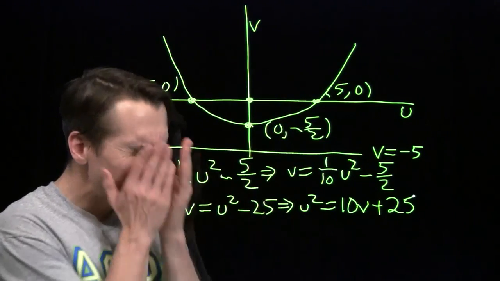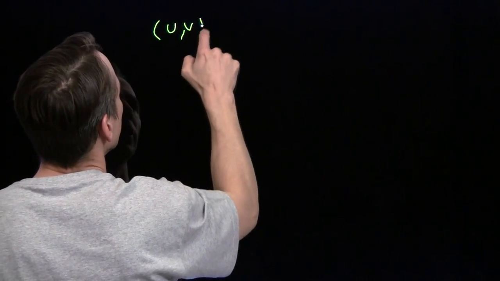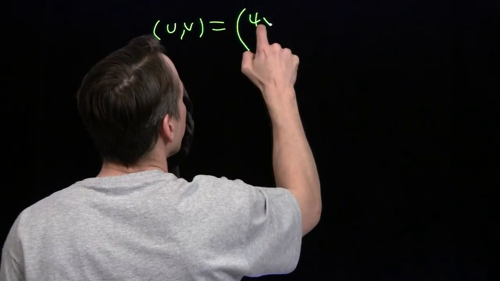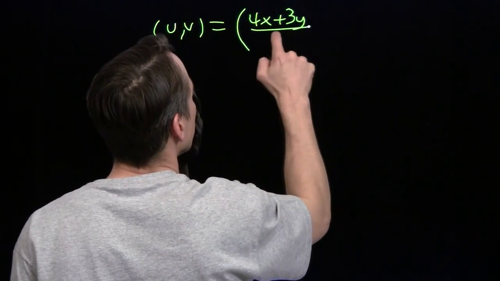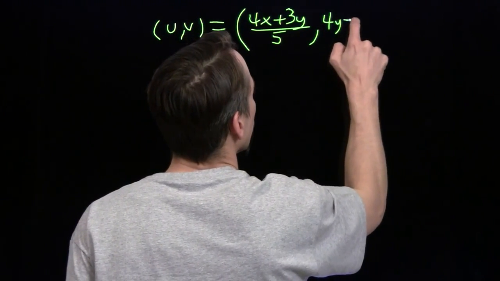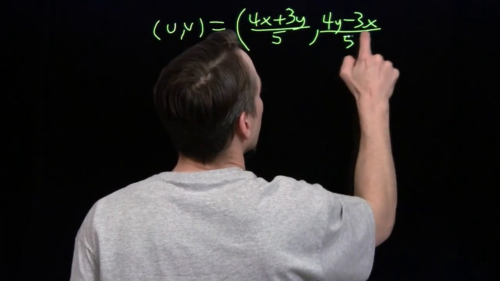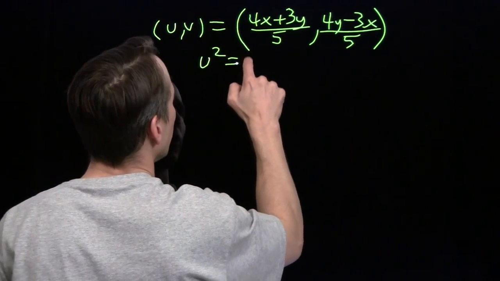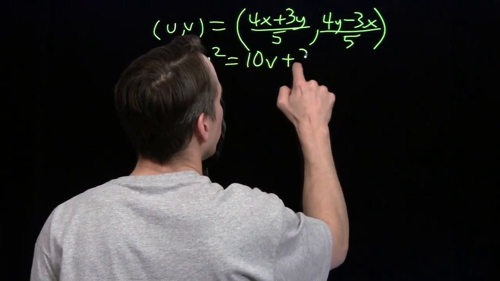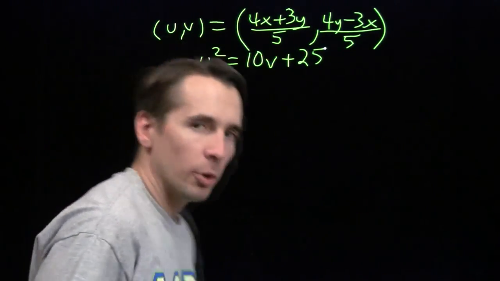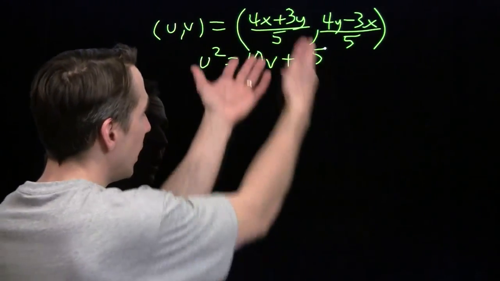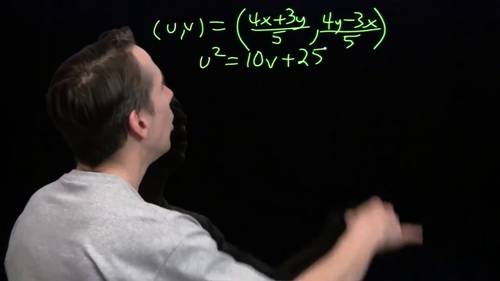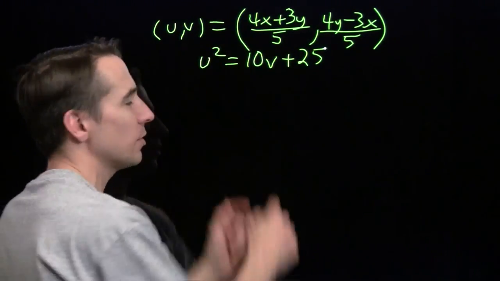No x and no y. Still not done. Okay, here we go. We know how u and v are related to x and y. We have u and v related by that nifty little thing we got out of our rotation. All right, they're related like this. And we know something about u and v now. We know that u squared has to equal 10v plus 25. However, we don't know that u and v are integers. We only know that x and y have to be integers, so we have to figure out when integers x and y will give us u and v that satisfy this equation.